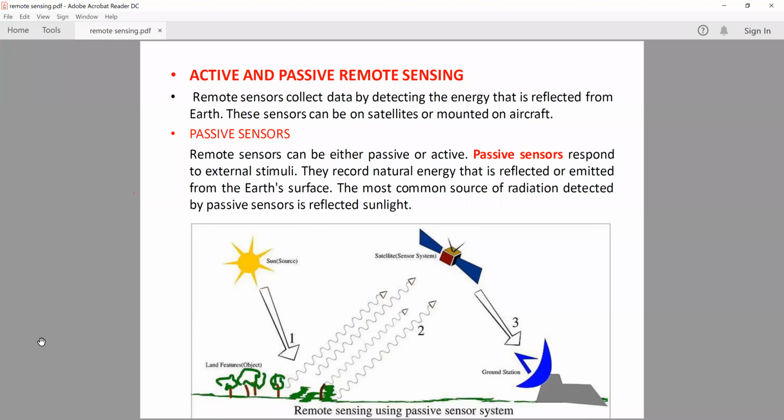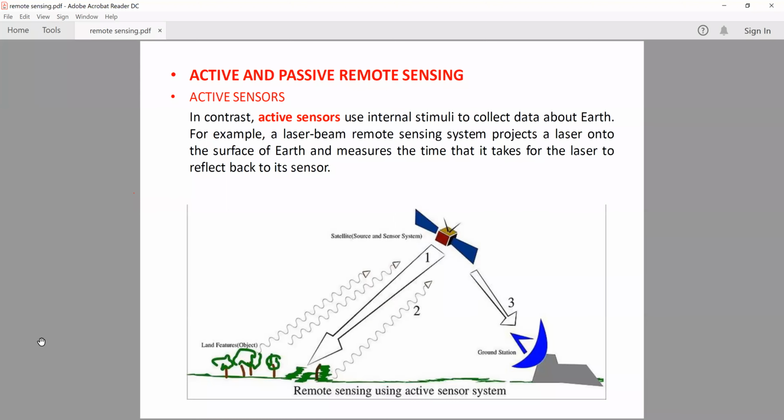Alternatively, we have active remote sensing, which uses active sensors that have their own energy source, their own internal stimuli. For example, EDM, radar, LiDARs, all of them have their own energy source. So these sensors are called active sensors, and this process is called active remote sensing.